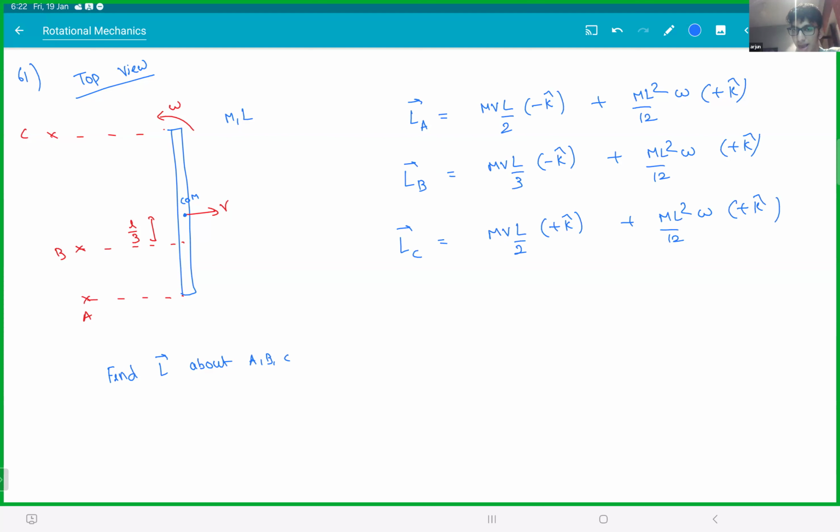So if they ask us for magnitude, just the plus k cap, minus k cap, just start with signs. Clear? Going ahead. Next one. Vidyut, go ahead.